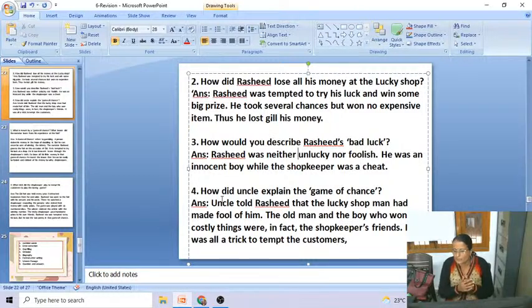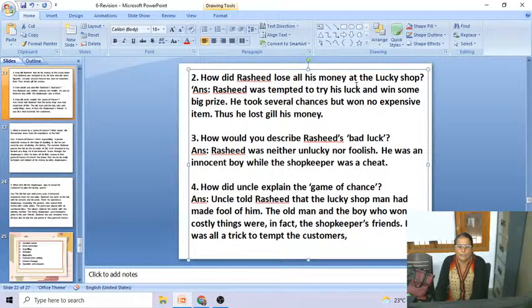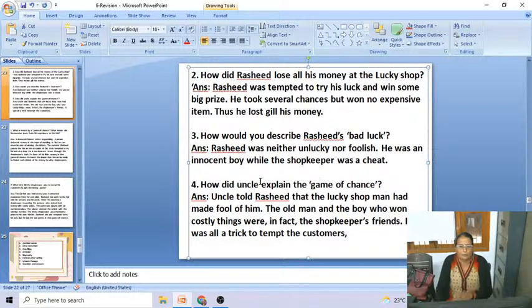Why did Rashid play this game? Because he saw other people getting good prizes. That's why he played, right? So those people who got good prizes were the shopkeeper's friends. It was all a trick to tempt the customers. जो खड़े हैं और देखते हैं उसको भी लगना चाहिए मुझे भी अब भी ऐसा प्राइस मिलेगा, मैं भी खेलूंगा ना क्या.